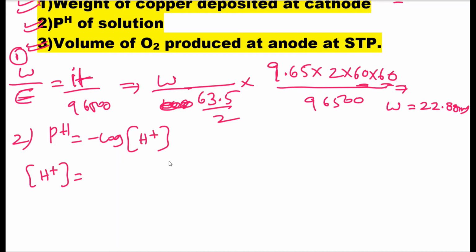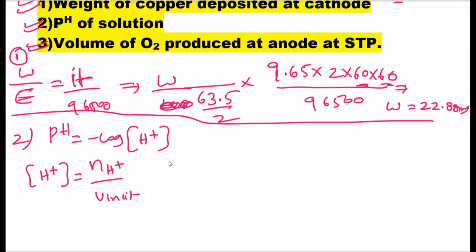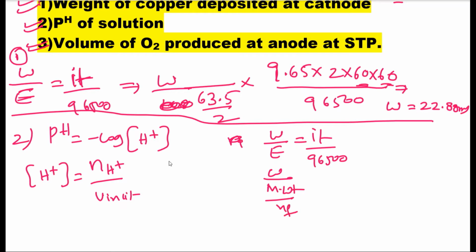So concentration of H+ is equal to number of moles of H+ by V in liters. Understand? And how to calculate number of moles? You know already how to calculate number of moles. So what is that formula? I already told you. W by E is equal to IT by 96,500. So W by equivalent weight is molecular weight by N factor, equal to IT by 96,500.